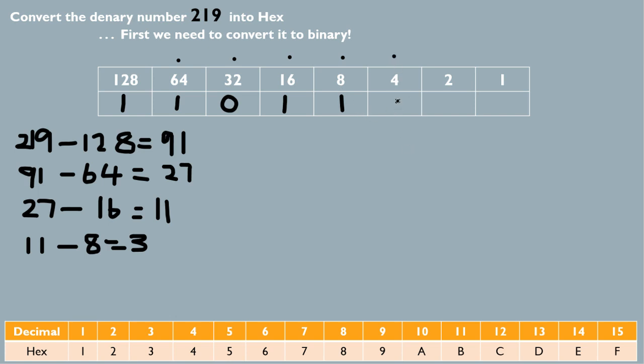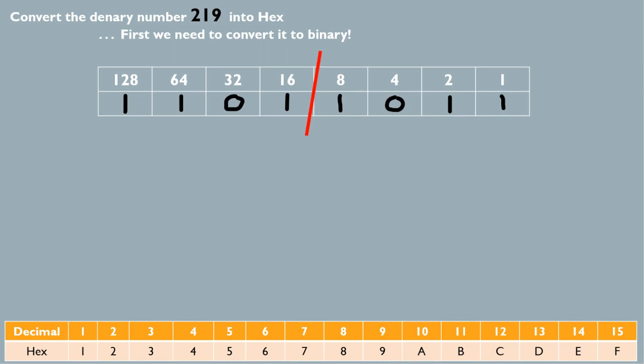Will 4 go into 3? No, it won't. So 0. Will 2 go into 3? It will. So 3 minus 2 equals 1. Okay, and I have 1 left, which will be the last column. So the binary number for 219 is 11011011. Okay, so I need to split these into nibbles now.